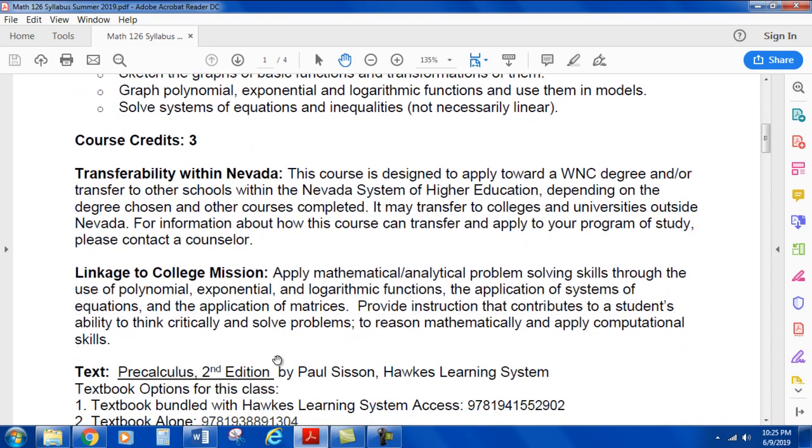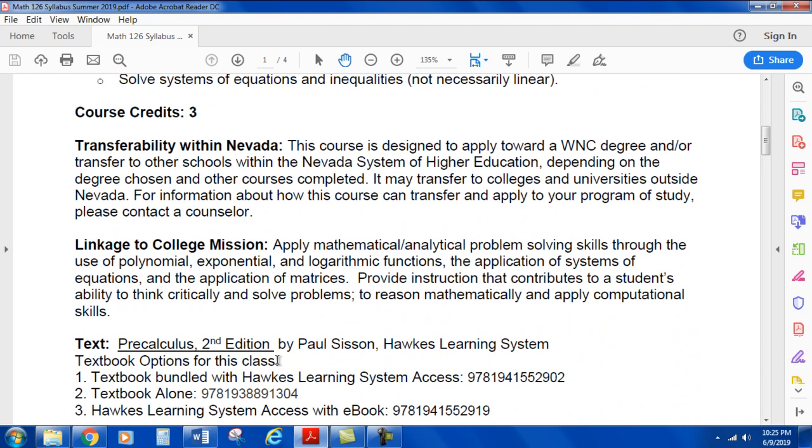Course credits 3. Transferability within Nevada. This course is designed to apply toward a WNC degree and or transfer to other schools within the Nevada system of higher education, depending on the degree chosen and other courses completed. It may transfer to colleges and universities outside Nevada. For information about how this course can transfer and apply to your program of study, please contact a counselor.